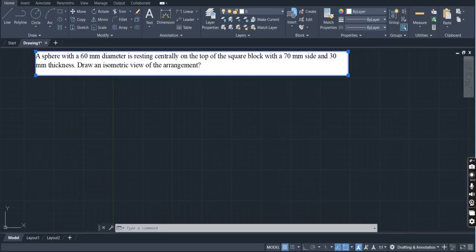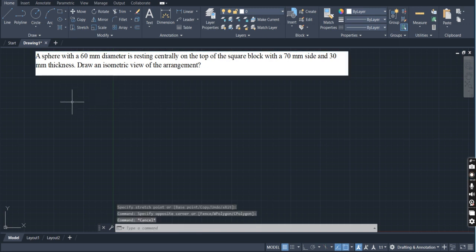Hi guys. In this video we are going to learn how to draw a sphere. The sphere is resting centrally on the top of a square block. That square block has dimensions of 70 mm and 30 mm thickness. First we need to draw the 2D diagram for this.